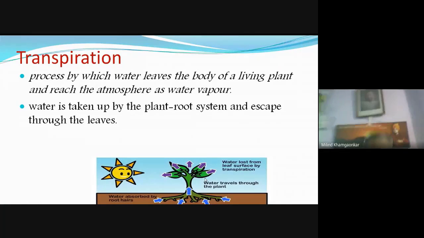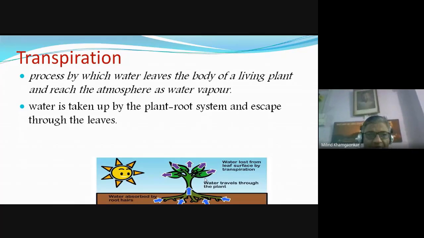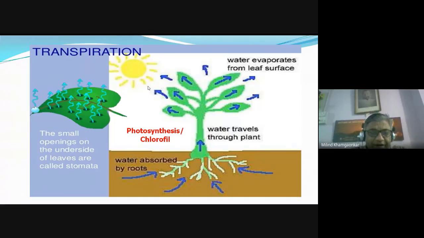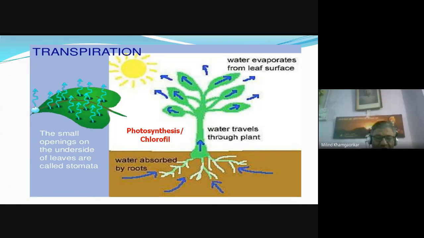Next is transpiration, that is, the evaporation of water from the plant leaves. This is very well explained here. The plant leaves have small openings called stomata. Through these stomata, due to the sun rays or solar radiation, the water that has been absorbed through the roots by the plant for its growth gets evaporated. It is called transpiration.